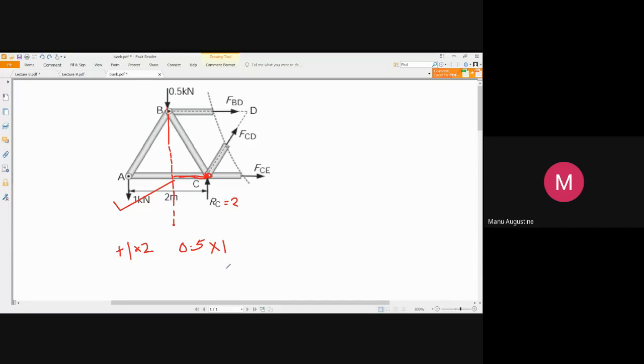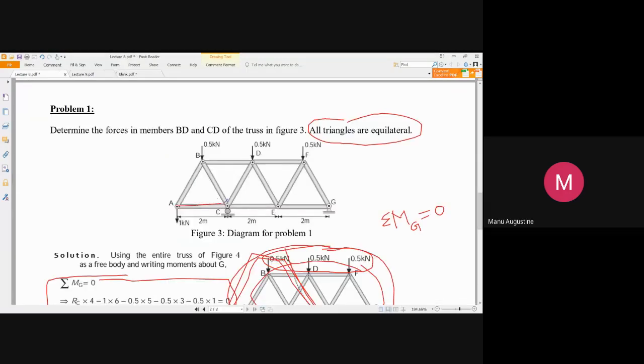So two forces have been considered. And now the only force that remains to be considered is FBD. So tell me, what is this distance? Now the perpendicular distance is this. This is the perpendicular distance that I'm talking about. How will you calculate this? Go back to the original geometry. This is 2 meters, right? So this is also 2 meters. This is also 2 meters because this is an equilateral triangle.